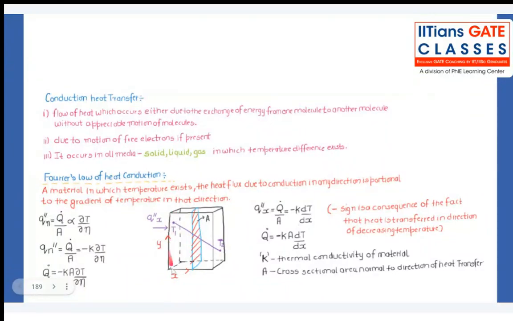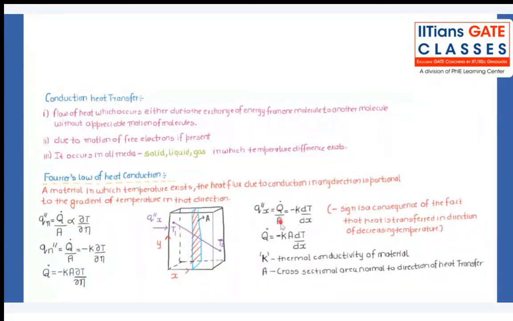Let us say if you look at this bar, this is our Y and this is X. We are saying the temperature is T1 along this face and temperature is T2 along this face. We are interested in calculating how much heat is getting transferred in the X direction. Fourier's law says that the heat flux, and what is heat flux? Heat flux is the heat transfer rate divided by the area normal to the direction of heat transfer. This heat transfer is happening in the x direction, and the area normal to it is this hashed area. So heat flux is proportional to the temperature gradient in the normal direction, which here is the x direction.